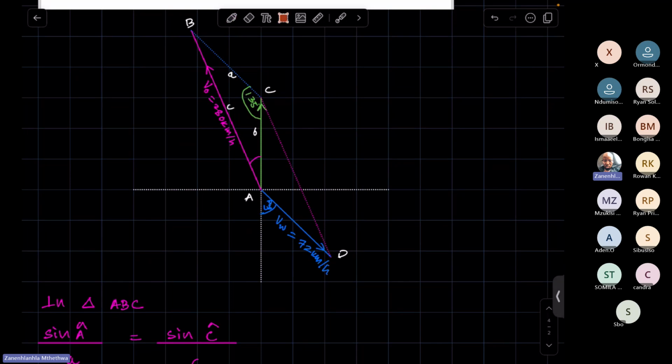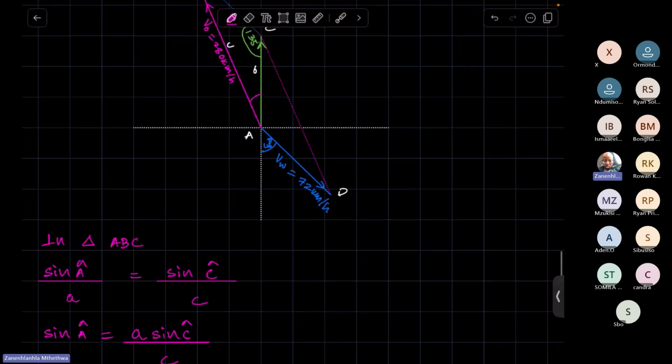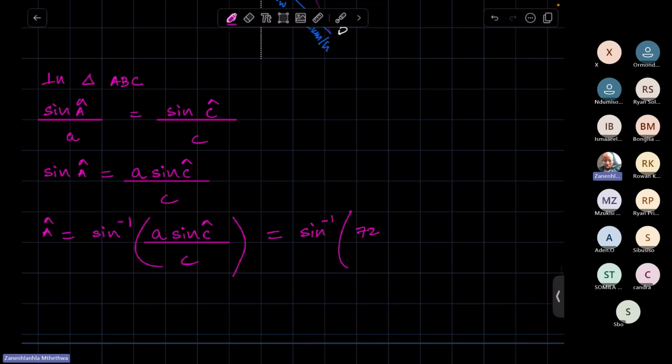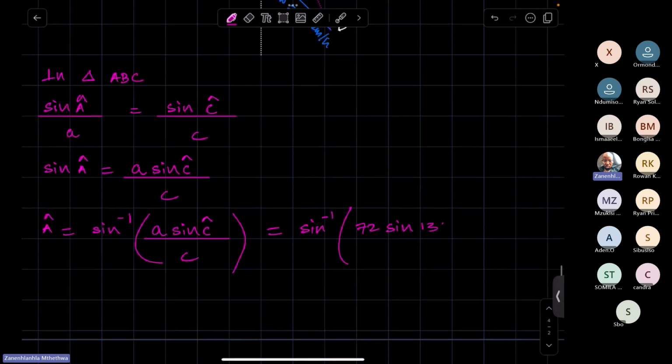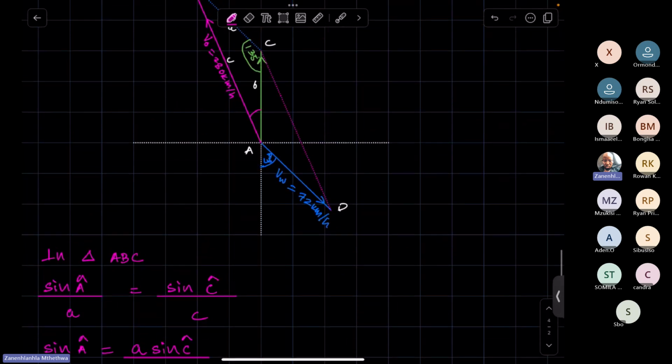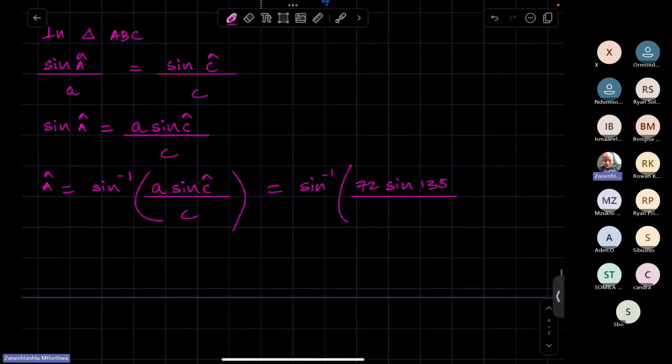Remember, in a parallelogram, opposite sides are the same. So this side being opposite this one means this side is equal to 72 kilometers per hour. So this is 72 sine C. Angle C is 135, divided by side C, which is the original vector, VO, so 280. And what do we get as our angle here? What is angle A equal to?